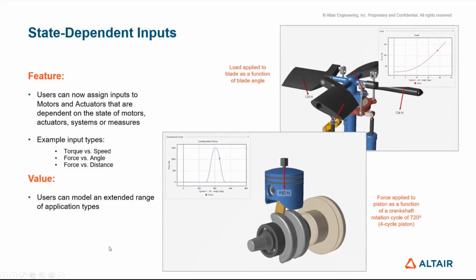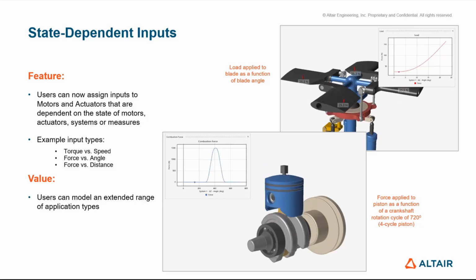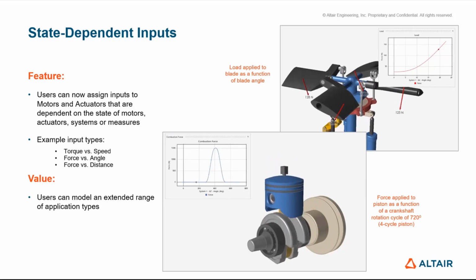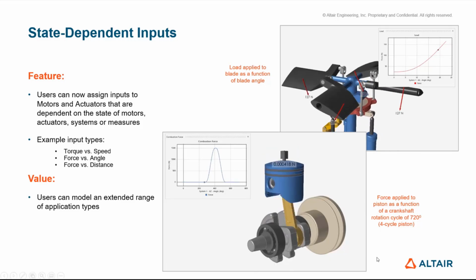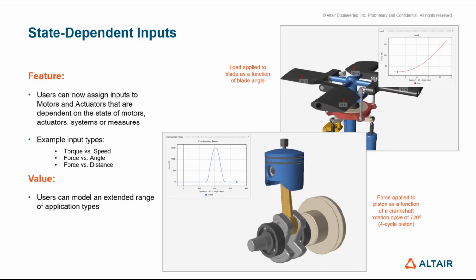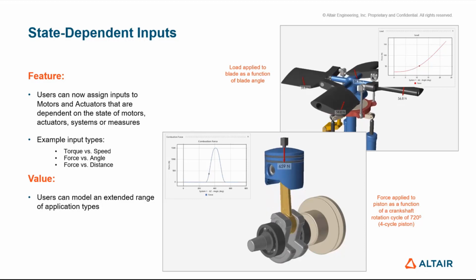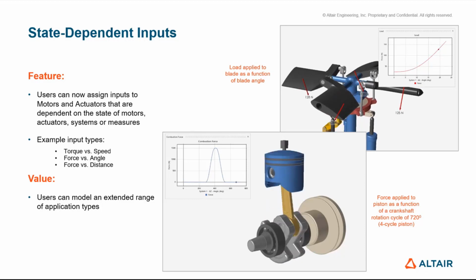So first off, we have state-dependent inputs. What state-dependent inputs do is allow us to model an extended range of applications that are not just in the time domain. As you can see, we can now model things such as torque versus speed, force versus angle, force versus distance, etc. We can also create a cycle. For example, in a 4-stroke piston engine, one complete cycle is 720 degrees, so we're able to specify what defines a cycle in terms of cyclic rotation.